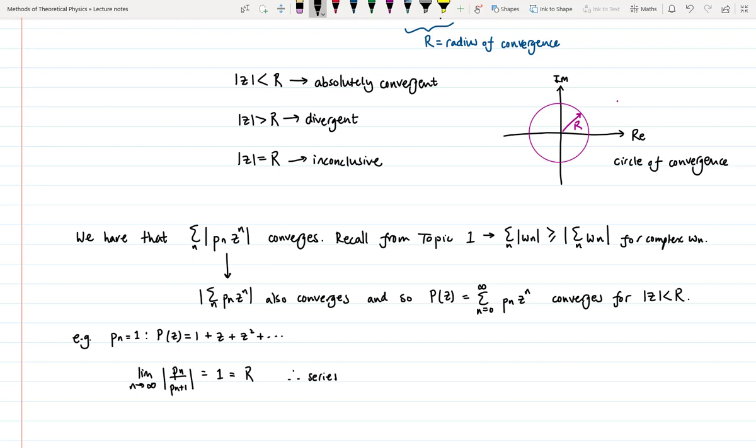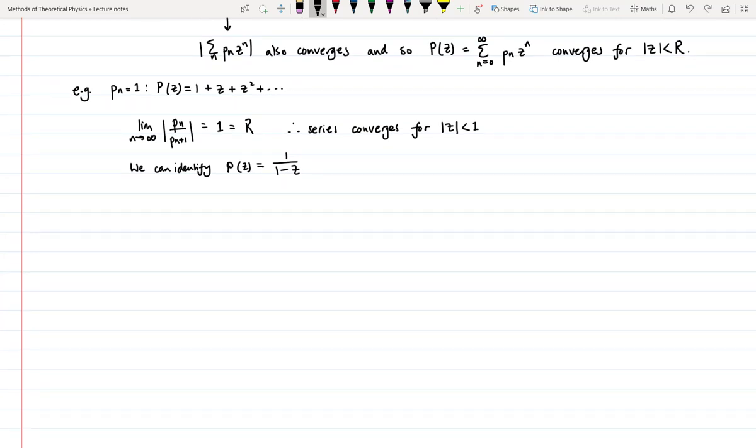Therefore, this series converges for complex numbers whose modulus is less than 1. By the same technique used in our discussion of real geometric series, we can identify that this P of z is given by 1 divided by 1 minus z. This is done by similar arguments of absolute convergence. We have this power series expansion of 1 over 1 minus z.